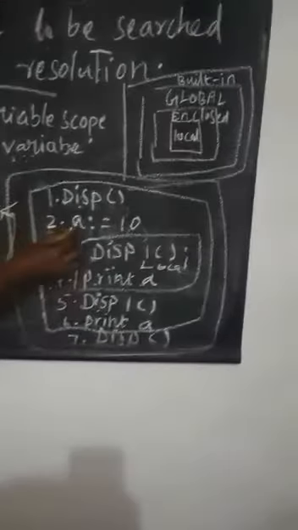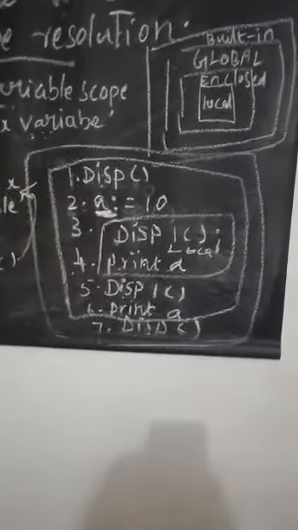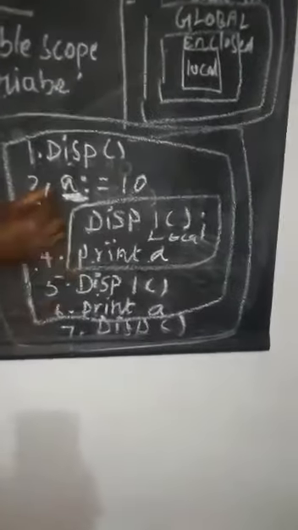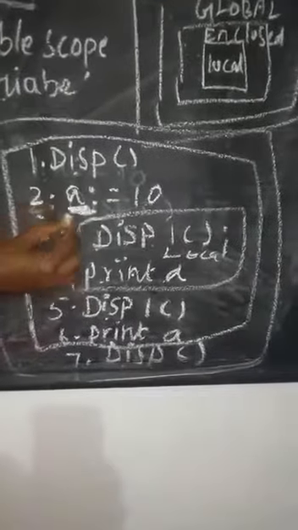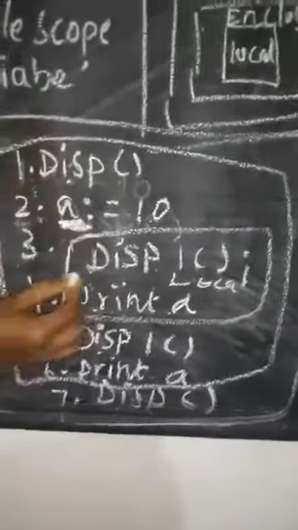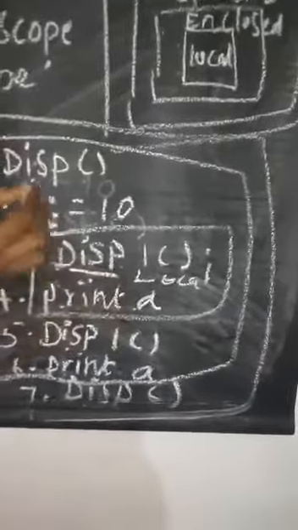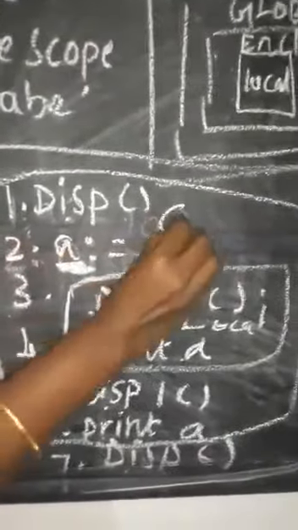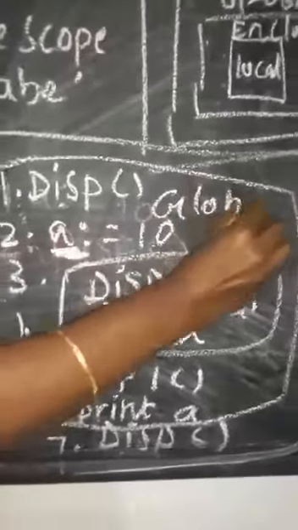Second one, what is global scope? Here, this one is a global scope. The variable declared outside of the function disp1 is known as global scope.